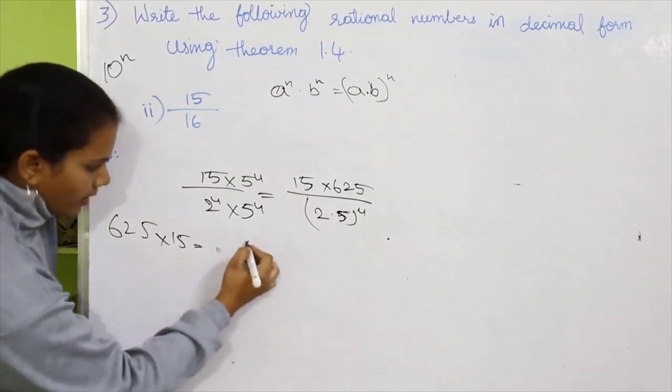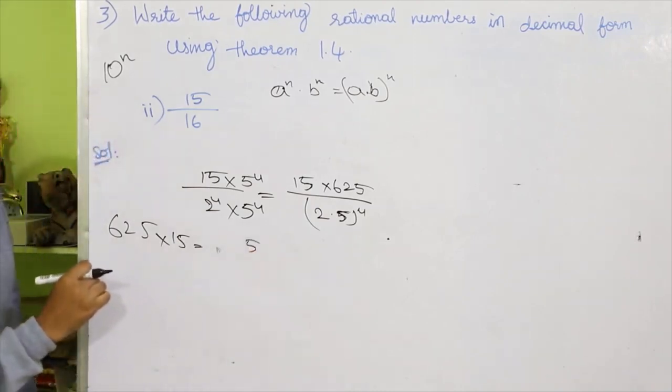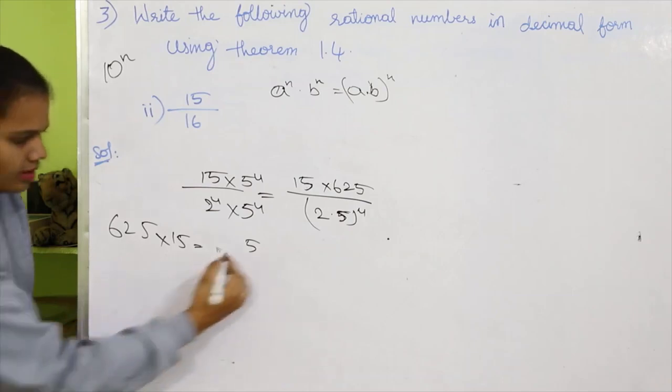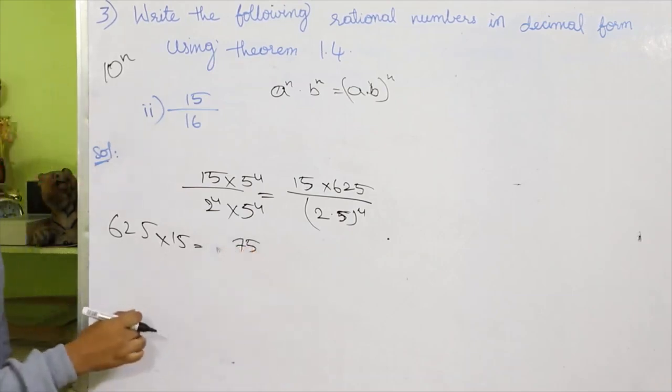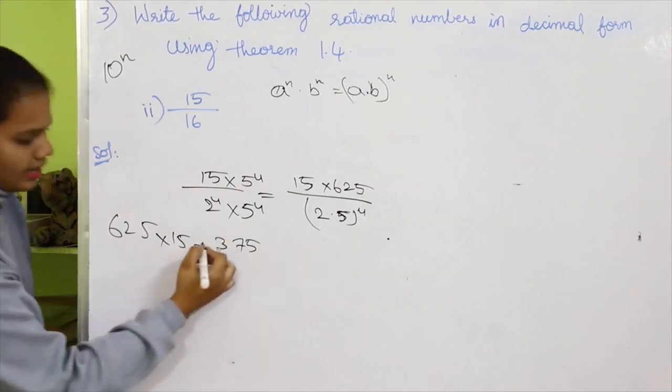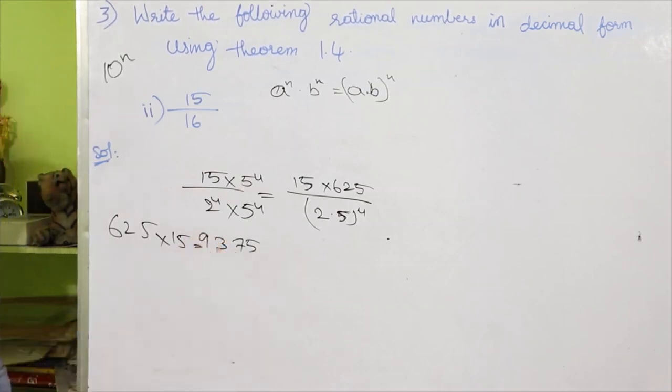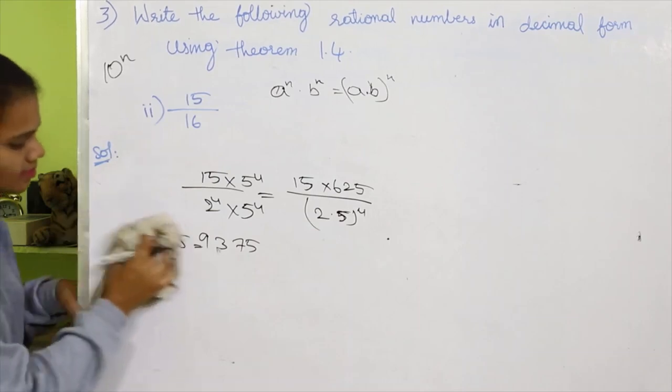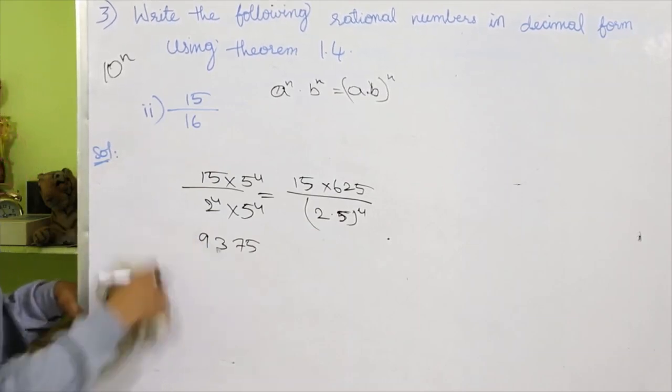Here you have 5 over here. 2, 5 to 10, 10, 5. This gives 7 over here. Again 30, 2, here 3. 6, 3 plus 6, 9. So 9375. 625 into 15 equals 9375. I got 9375, right?